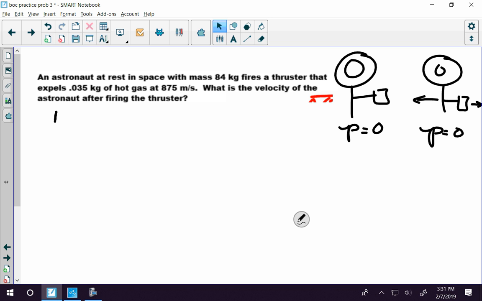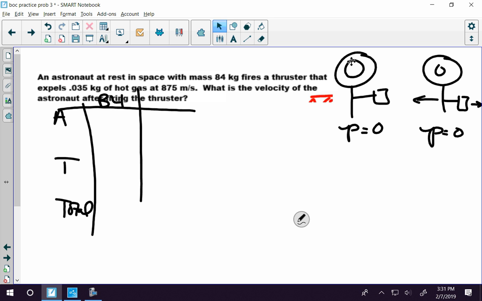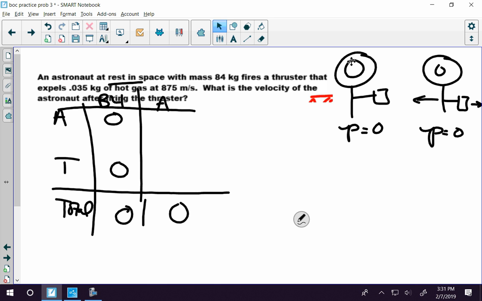So let us consider how this would work. We've got the astronaut, we've got the thruster, and we've got a total, if you're going to do this with a chart, right? So we're going to say before and after. Well, if it's an explosion and he is at rest in space, it is easy to see that he's not doing anything. He's hanging on to the thruster, the thruster's not doing anything. We have a total momentum of 0. Even after our explosion, we know we have to have the same amount because momentum is conserved.